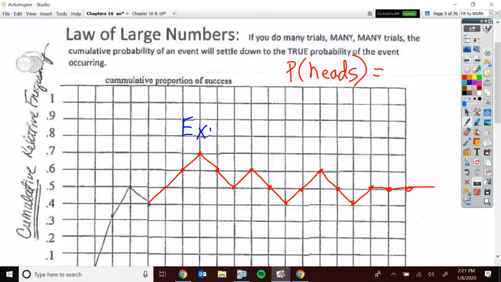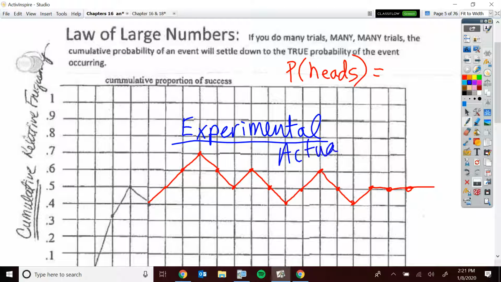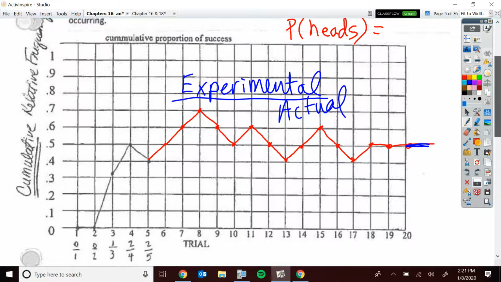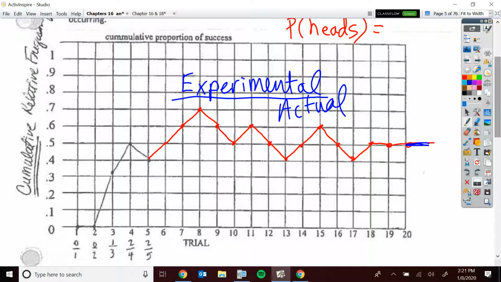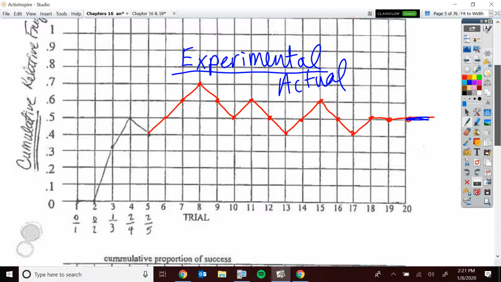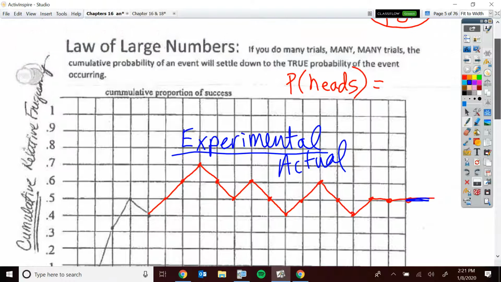So what happens is this lab was collecting our experimental data. This is what was actually happening when we were flipping those coins. Did everybody end up at exactly 50%? Not everybody, but a lot of us were close to 50%. And the further you got away from 50%, the less people there were. We had kept track of that. And so what we found was, as you do many trials, this experimental data will really settle down to the true probability.